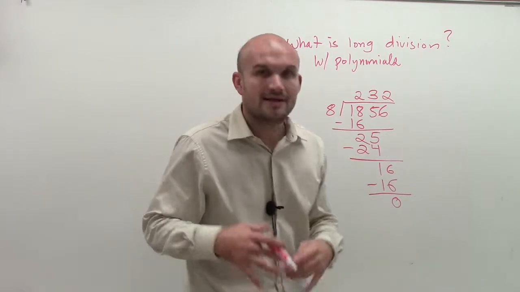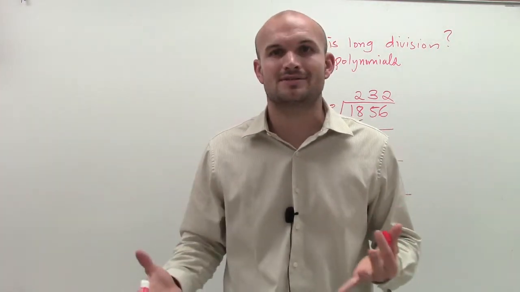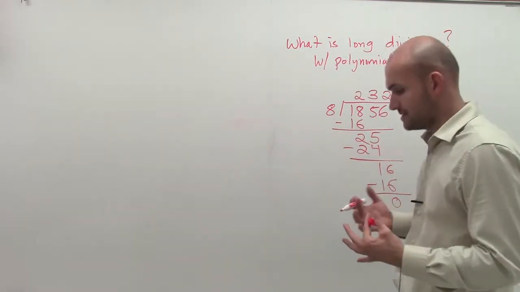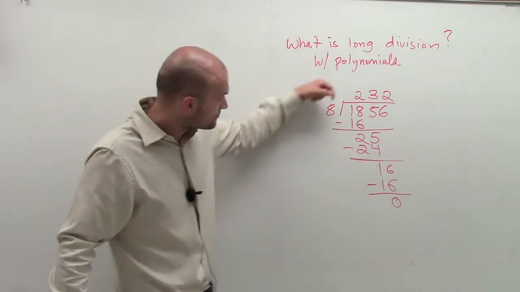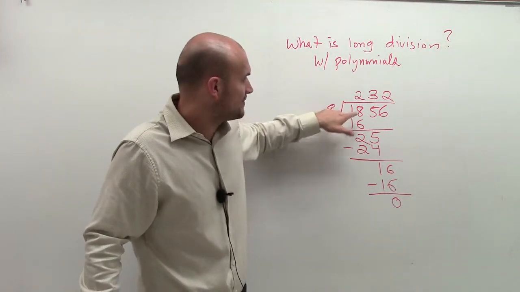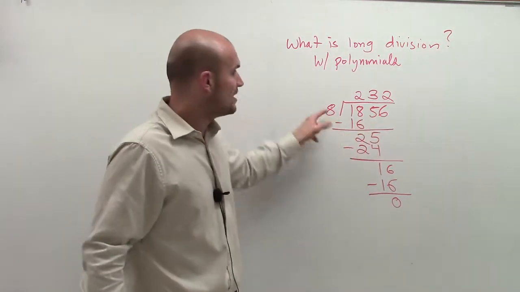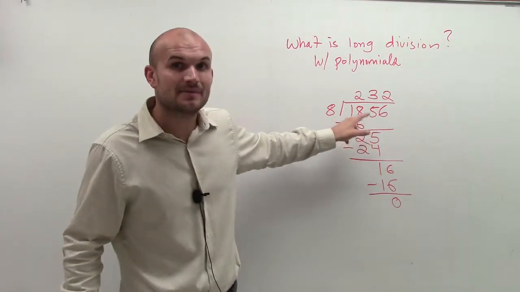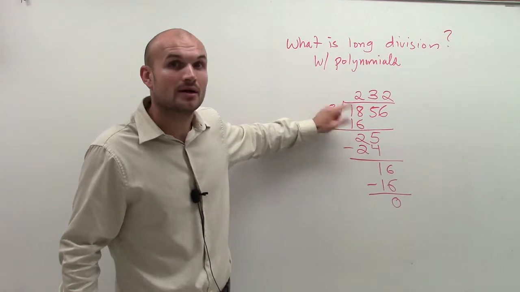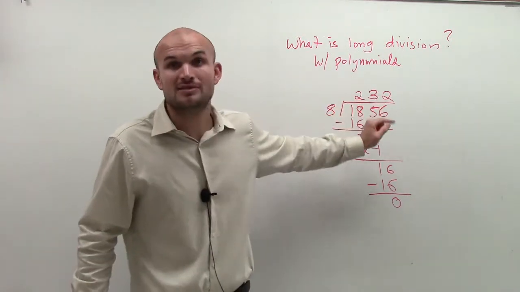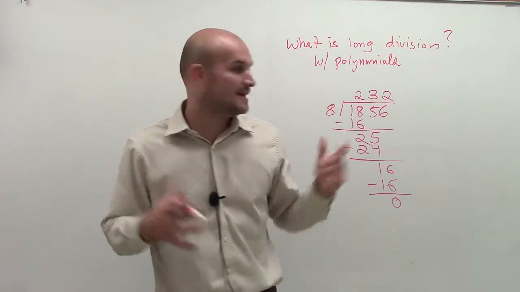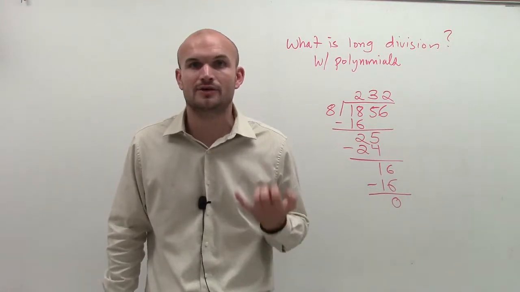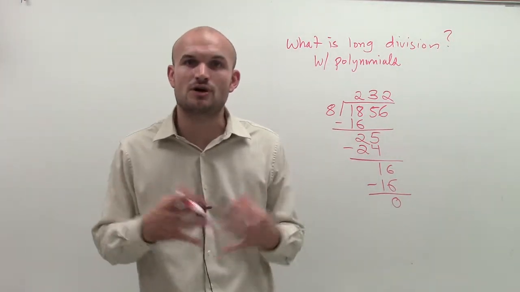Now, why do we really care about this as far as polynomials? Well, here's what I want you to understand about the long division process, or even just division in general. When I say 8 divided into 1,856, since we have a remainder of 0, that tells me 8 evenly divides into my number. It divides into it 232 times. So therefore, I can say 8 and 232 are both factors of my number 1,856.